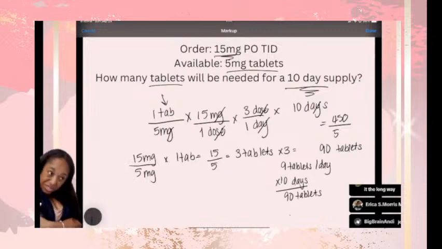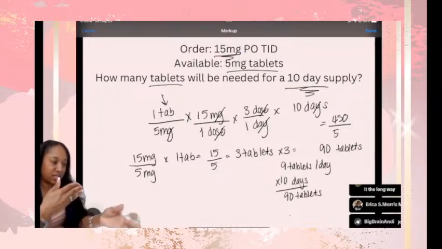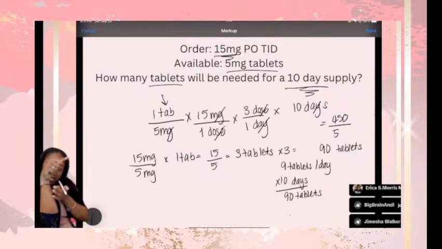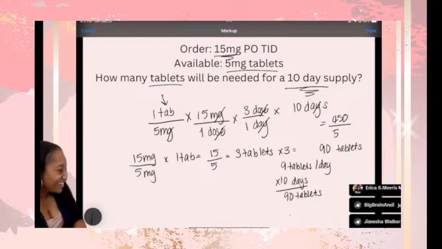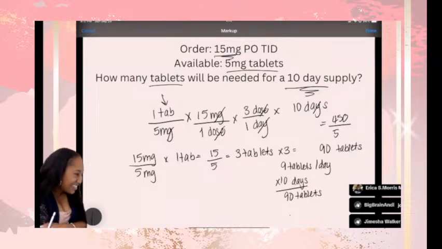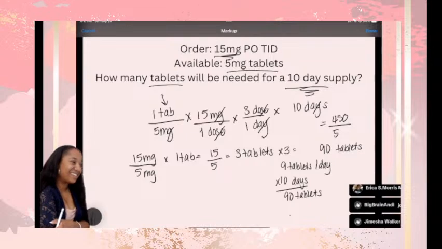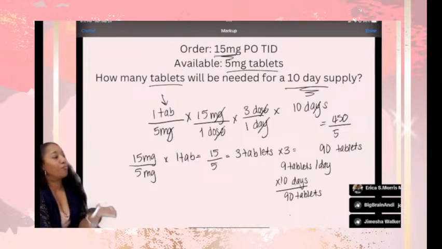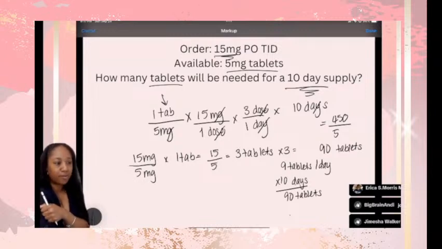tablets. So you see how you have to go step by step, versus my girl up there, DA. Okay, you usually do it the long way. But if you do it the long way, you come out right, you keep doing it the long way. I promise, I ain't a hater.